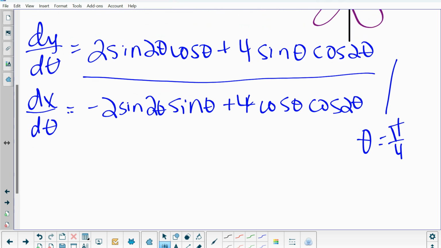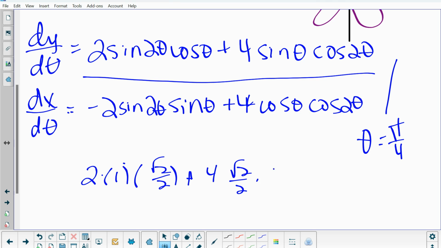We've got 2 times sine of pi halves, which is 1, times cosine of pi fourths, which is root 2 over 2, plus 4 times sine of pi fourths, which is root 2 over 2, and cosine of pi halves, which is 0. But I wrote theta, which is 0. So that, I did it again. That part is gone.